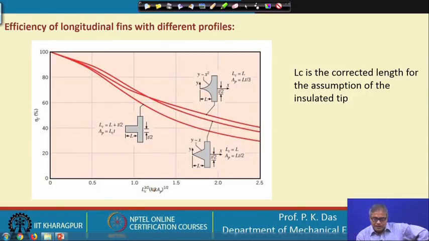Here only one thing is there: instead of L, the length of the fin, some sort of L_c has been used. L_c is the corrected length for the assumption of the insulated tip. What we have assumed is that the tip is insulated, but the tip is not actually insulated. So, there will be a certain amount of heat transfer. So, the actual length of the fin can be corrected with some sort of a correction, which is given here, and that is what is used in many of the analyses.